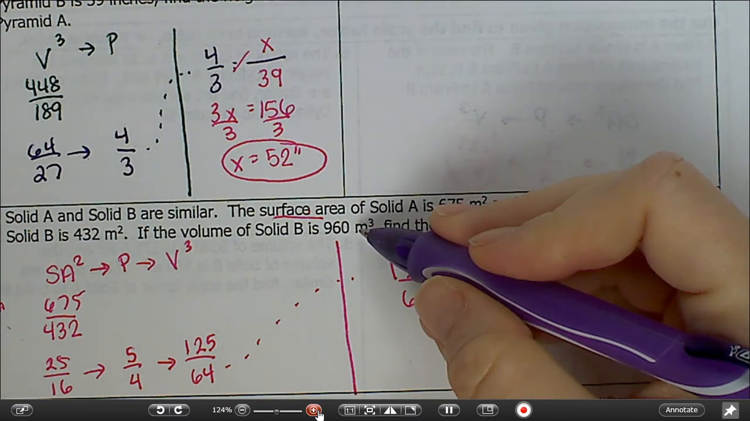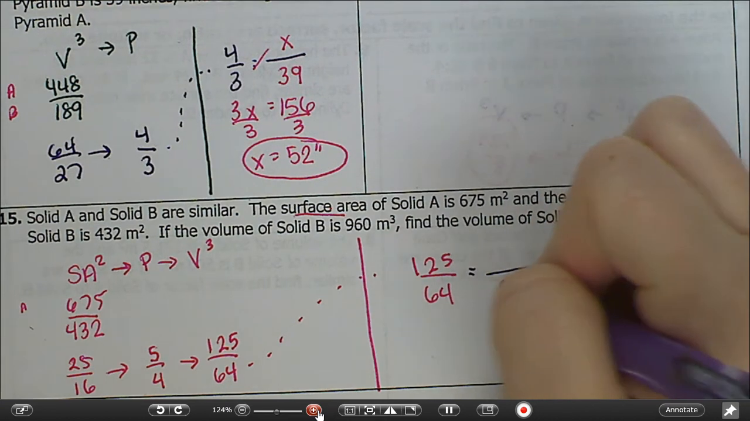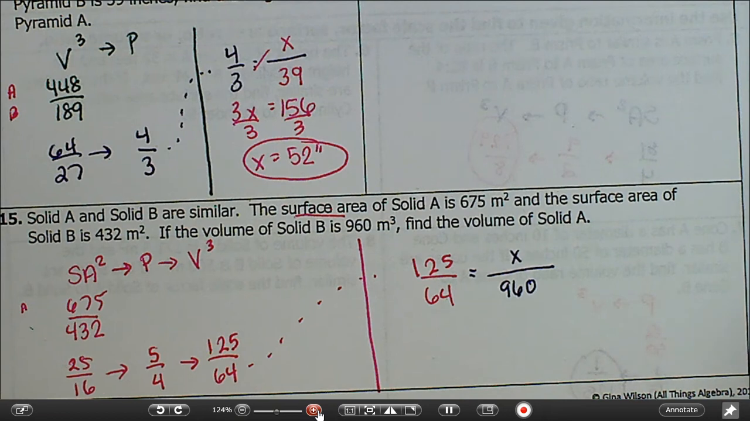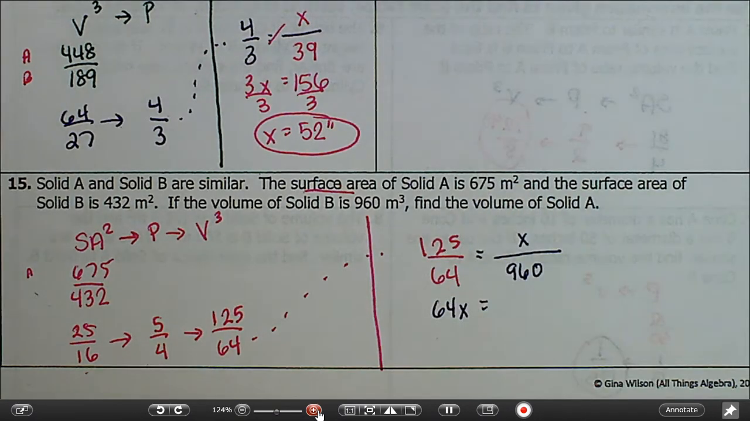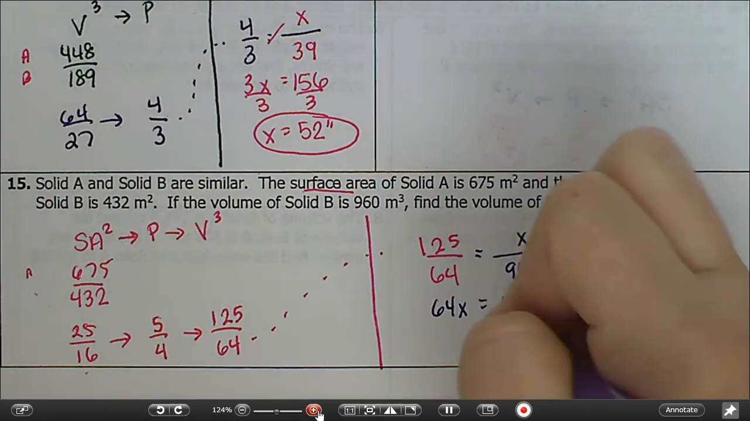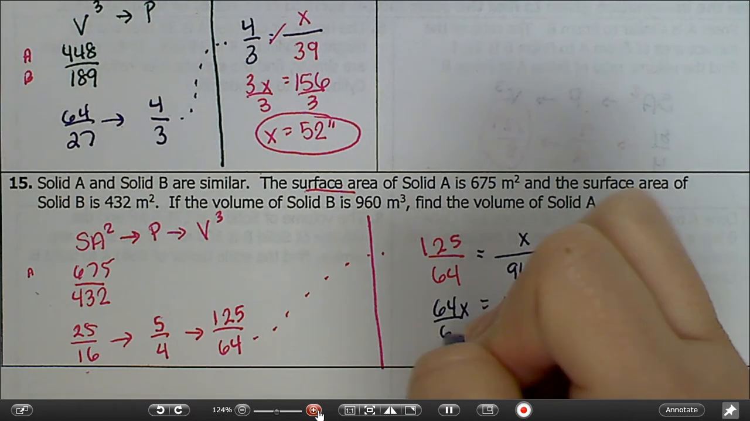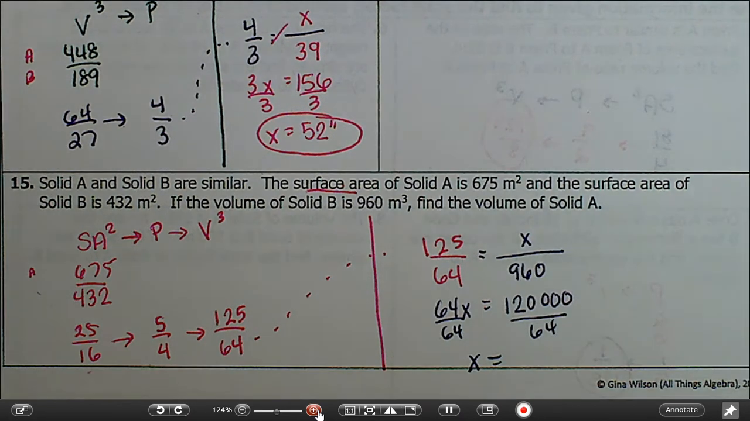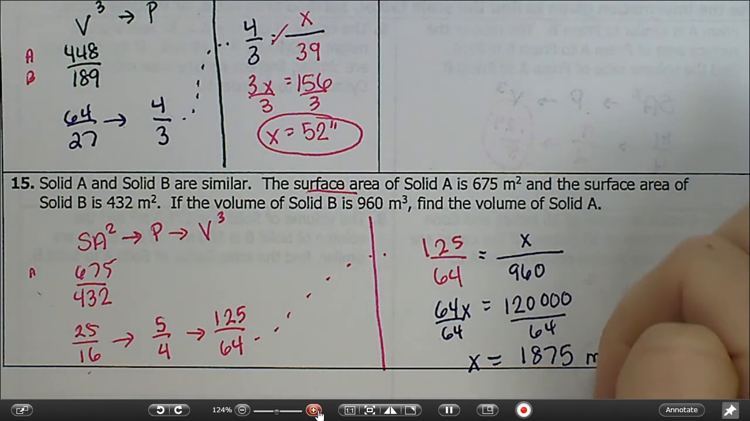The volume of solid B is 960, and we had B on the bottom, so 960 goes on the bottom. Find the volume of solid A and cross multiply. 64x equals 120,000. Divide by 64. So x equals 1,875 meters cubed.